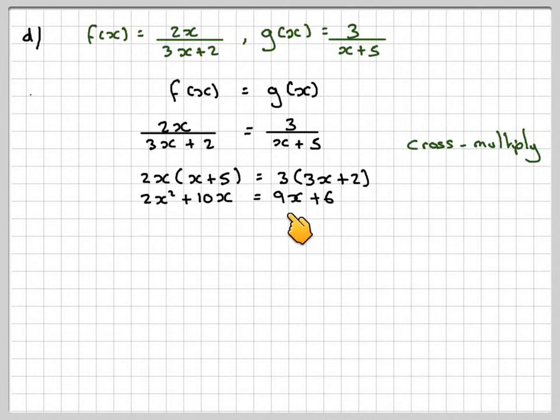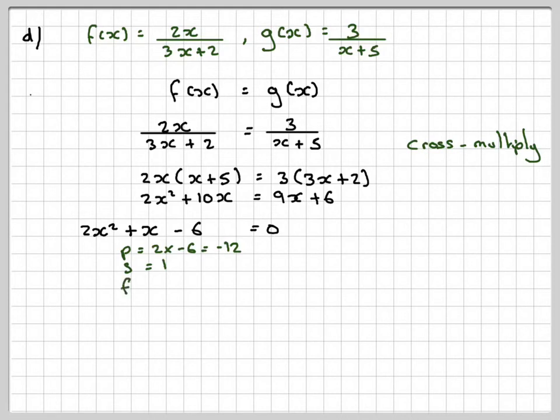Now at this stage we identify we have a quadratic equation, so to solve it we need to put it equal to 0. So subtracting 9x, we're going to have 2x squared plus x, because 10x minus 9x gives me plus x, and then we also take away 6, and that's equal to 0. So we'll solve this by factorization. We'll do the product, which is 2 times minus 6, which will give you minus 12, and the sum will be 1 in the middle. The factors will be minus 3 and 4. Minus 3 times 4 will give minus 12, and minus 3 plus 4 is 1.